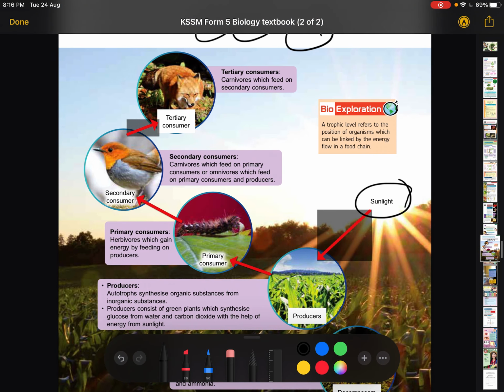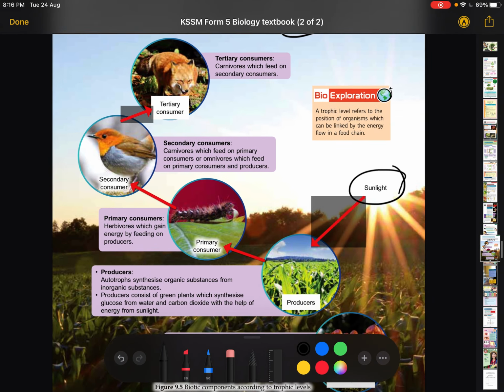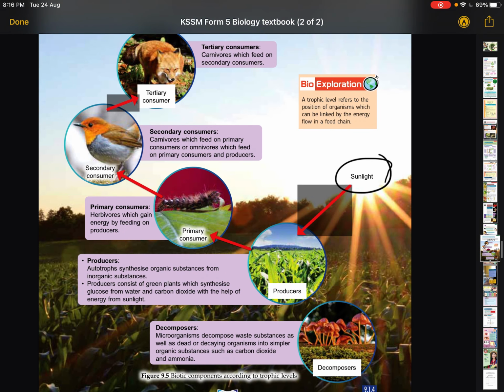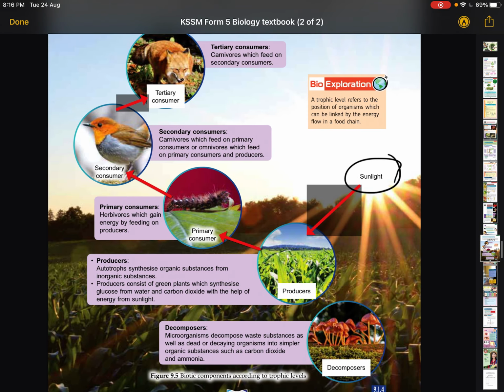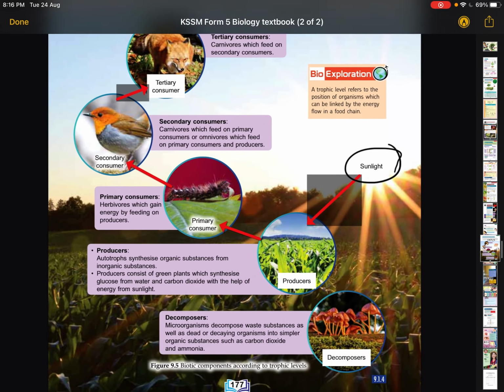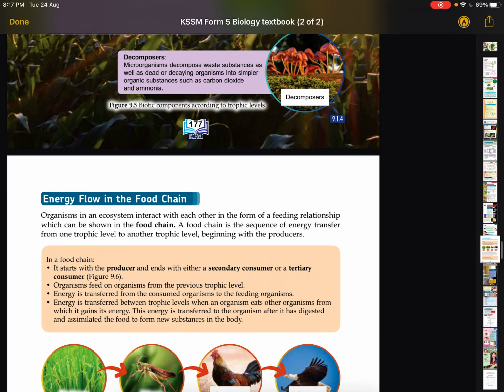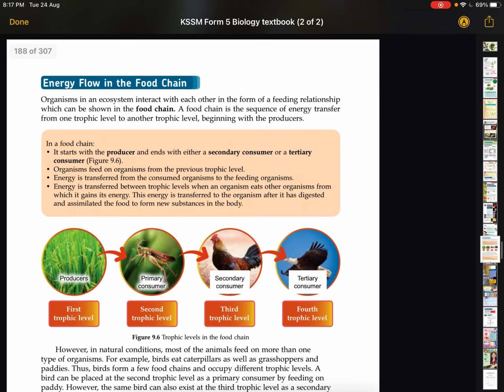And then after that, the consumers will eat it. There are a lot of consumers, but usually it goes all the way to tertiary consumers before it gets too hard to survive. Consumers are basically things that feed on these producers, or if you're secondary and tertiary, they feed on other consumers. And last one is decomposers. It's basically the saprophytes, where they decompose dead substances and decaying organisms into simpler compounds, simpler organic substances.